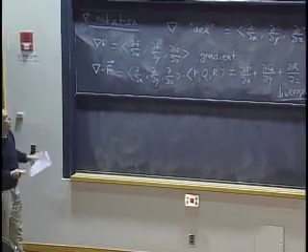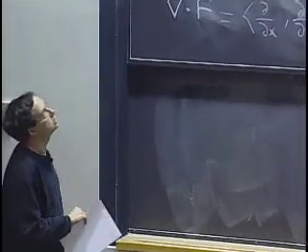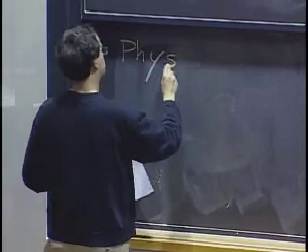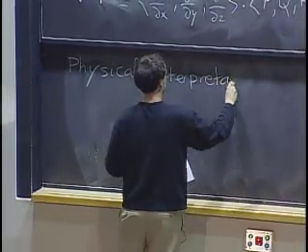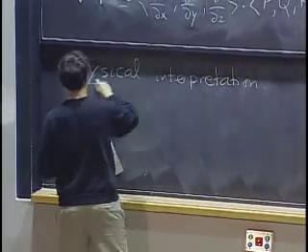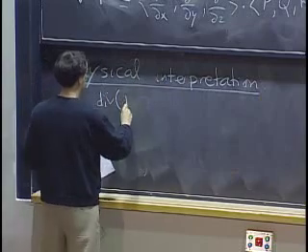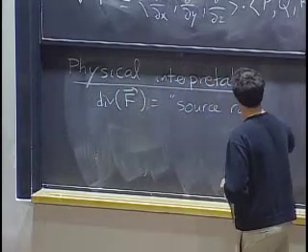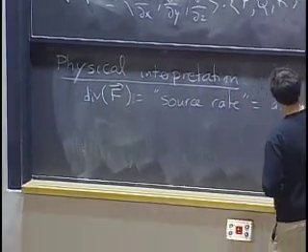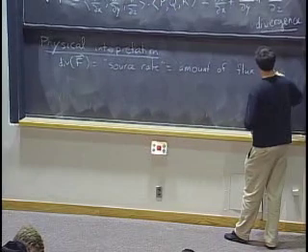The other thing I wanted to say is, what does this theorem say physically? How should I think of this statement? I said that very quickly at the end of last time, but not very carefully. So what's the physical interpretation of the divergence theorem? I want to claim that the divergence of a vector field corresponds to what I'm going to call the source rate, which is somehow the amount of flux generated per unit volume.